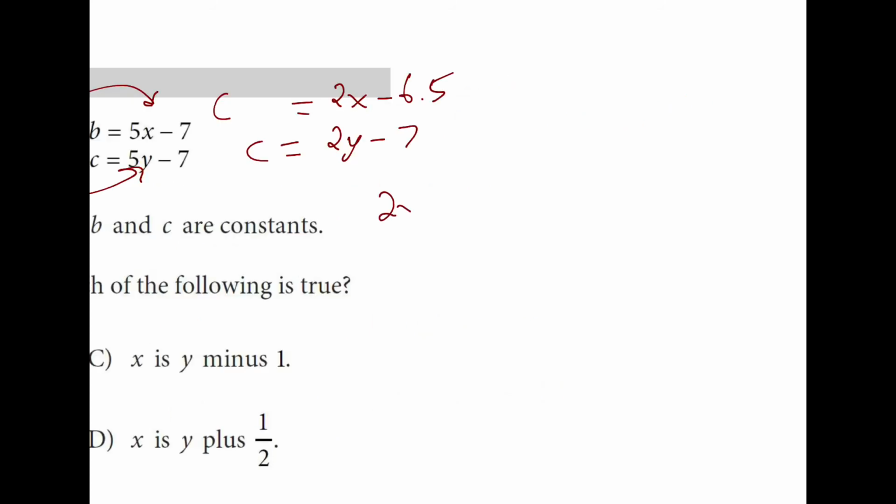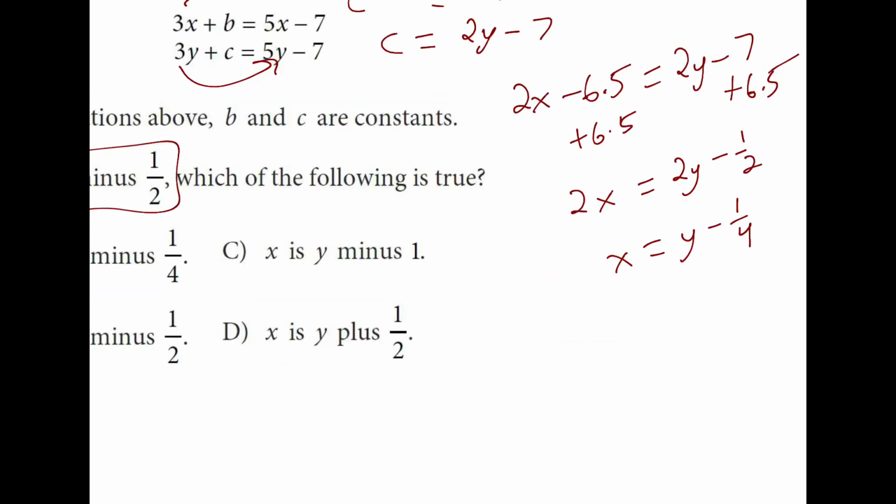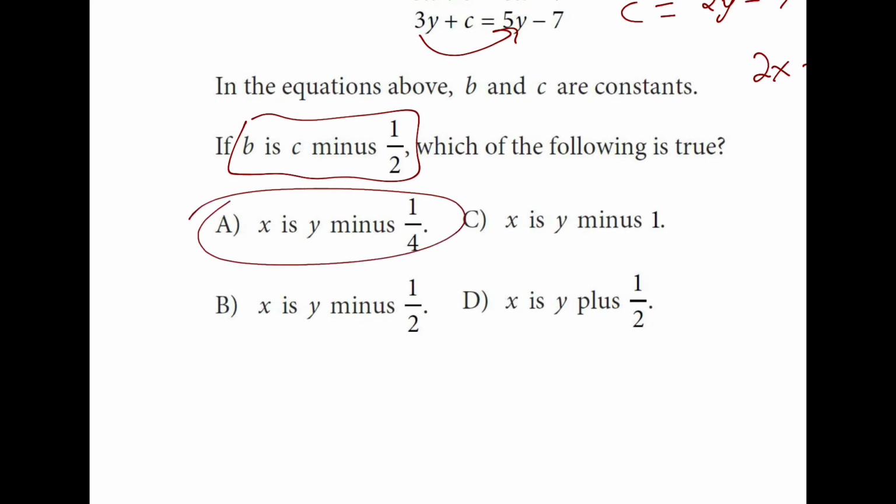So these two things are equal to each other because they're both equal to C. So 2x minus 6.5 is equal to 2y minus 7. Let's add 6.5 to both sides. We have 2x is equal to 2y minus 1/2. Let's divide everything by 2. We have x is equal to y minus 1/4. And there is our answer, A.